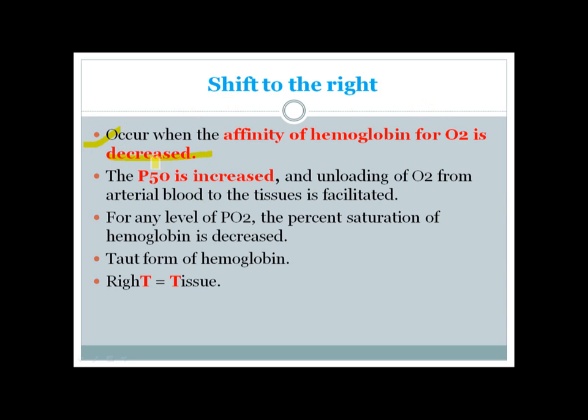decreased affinity. And as there is decreased affinity, the level of P50 needed to achieve 50% saturation is increased. So P50 is increased, and this helps the unloading of oxygen from arterial blood to the tissue, because as hemoglobin does not have that much of an affinity for oxygen, the oxygen easily leaves hemoglobin and gets into the tissues. That's why for any level of partial pressure of oxygen, the percent saturation of hemoglobin is decreased when there is a shift to the right. In case of a shift to the right, as there is a decrease in affinity of hemoglobin for oxygen, there is formation of the taut form, which occurs due to deoxygenation. And as you can remember, right shift for tissue, right for tissue.